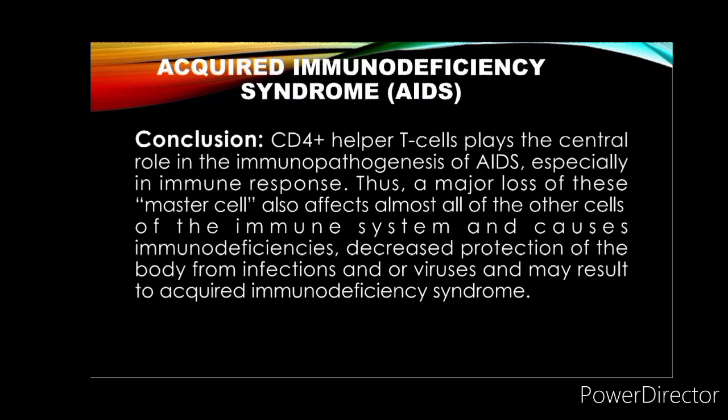The CD4 T cells play the central role in the immunopathogenesis of AIDS, especially in the immune response. Thus, a major loss of this master cell also affects almost all of the other cells of the immune system and causes immunodeficiencies, decreased protection of the body from infection and other viruses, and may result in acquired immunodeficiency syndrome.